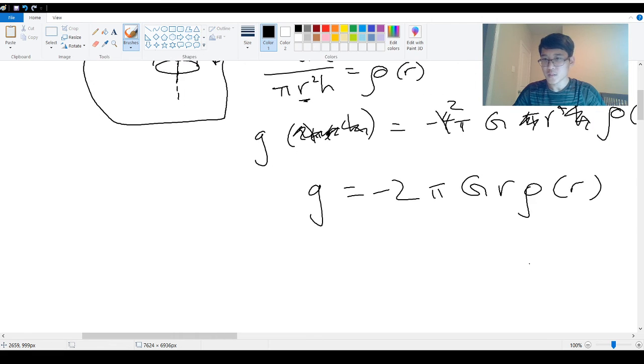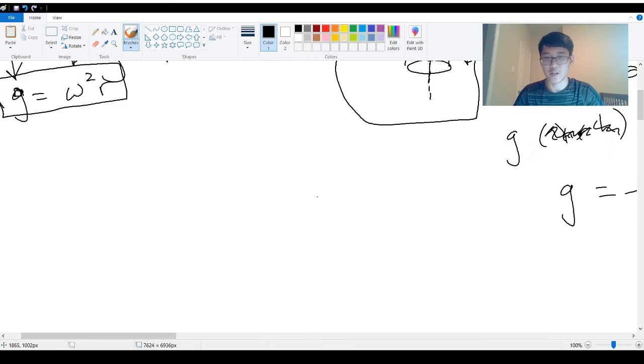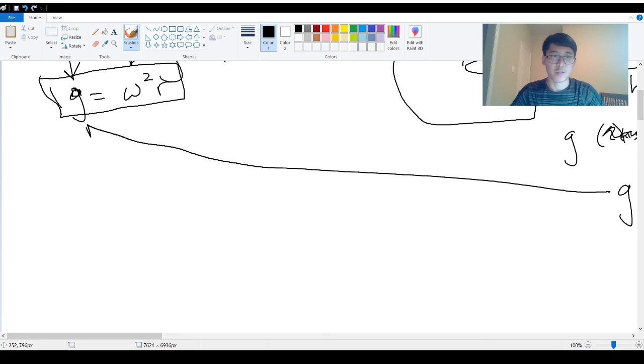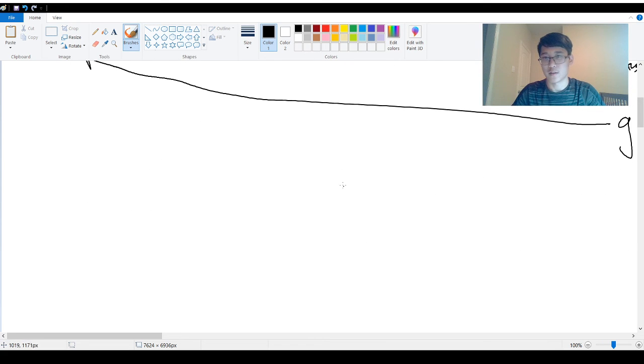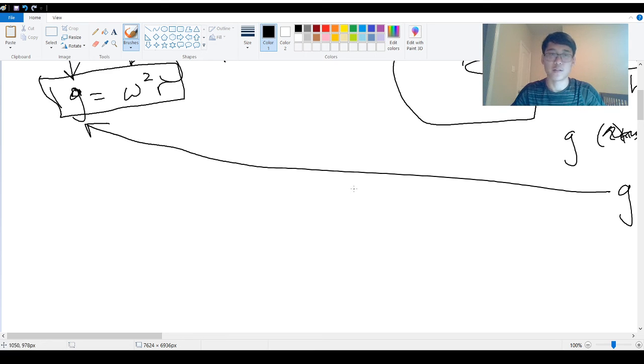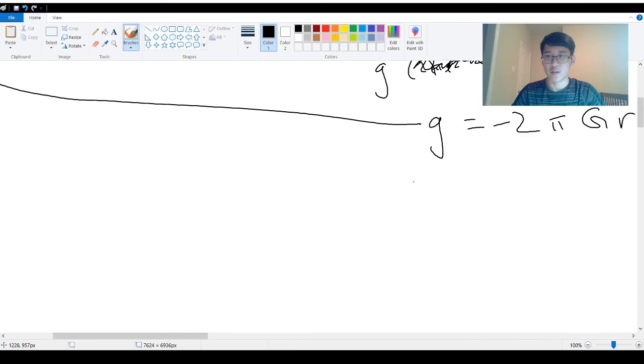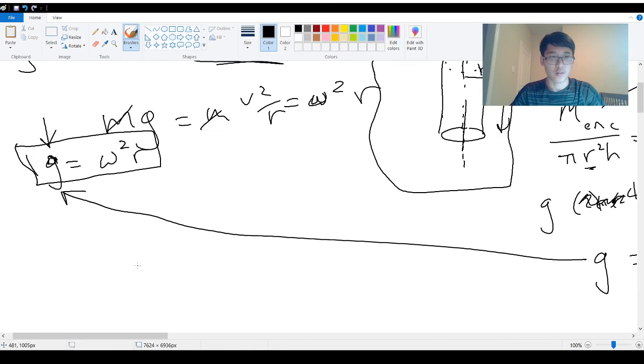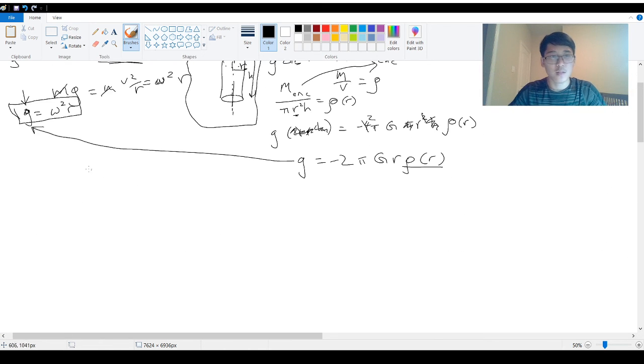Okay, so this is good. We found an equation for g that we can plug back into here for the condition that must hold if the cylinder was held together only by gravity. So if we plug this into here, we can actually get an equation for the density as a function of r. So let's plug that in. So we have negative 2 pi G r rho is equal to omega squared times r.